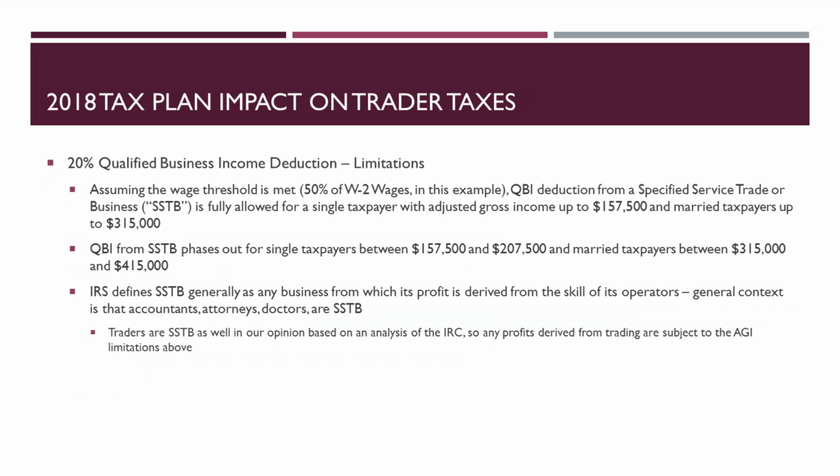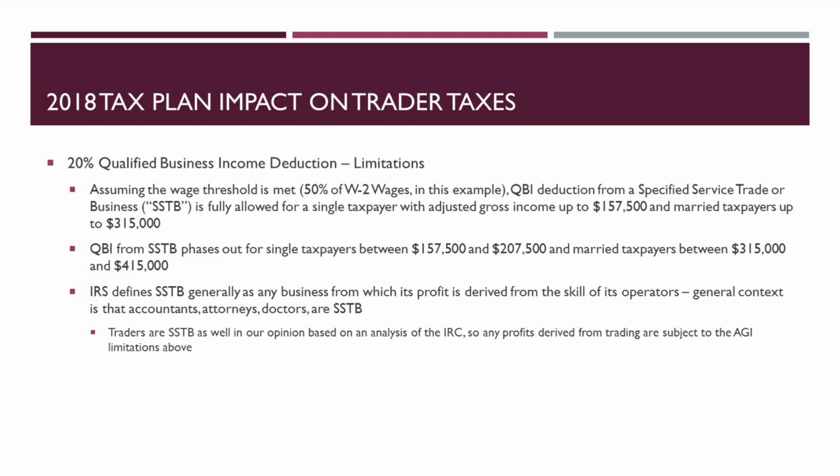So the general rule is that a qualified business income deduction is allowed from a specified service, trade, or business, and that's defined in the tax code, and I'll get to that shortly. It's fully allowed for a single taxpayer with adjusted gross income up to $157,500 and married taxpayers up to $315,000. So what that means is if a single taxpayer makes, on an adjusted gross income basis, less than $157,500 and they meet this W-2 wage threshold that I've mentioned, there's no restriction on them being able to take that deduction.